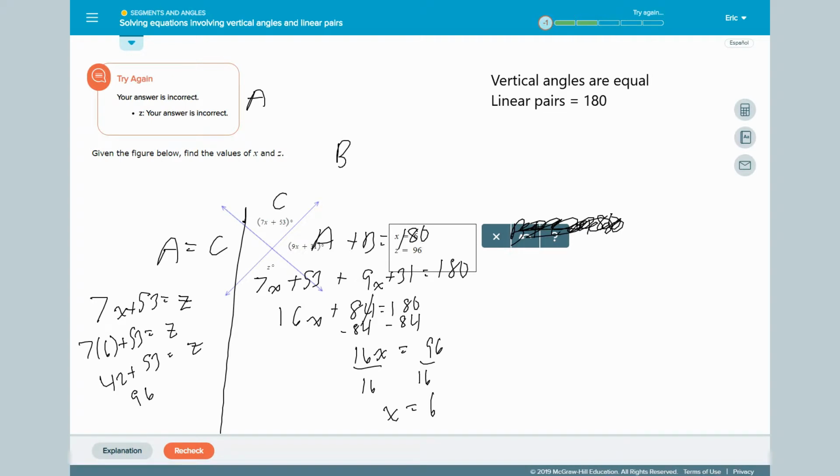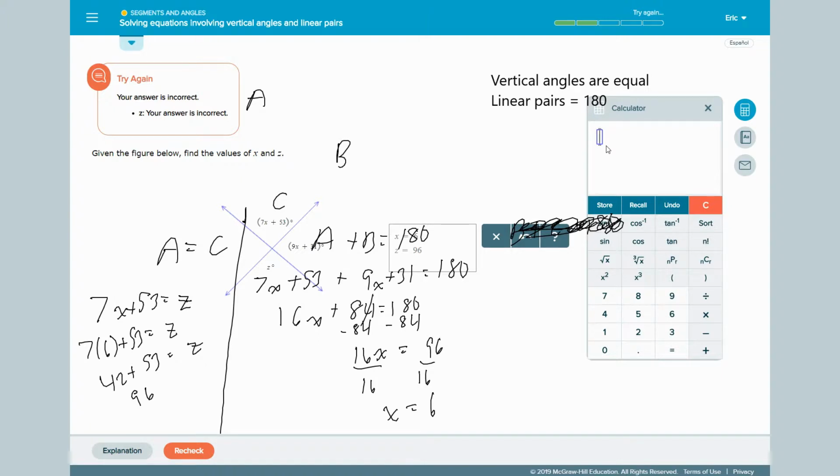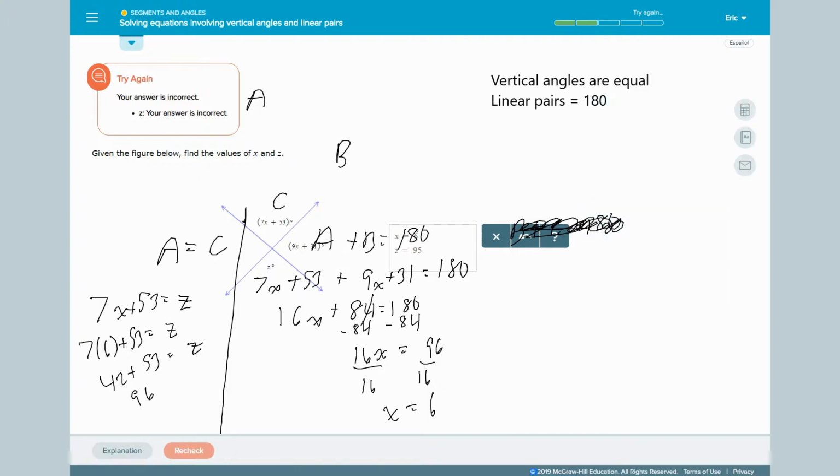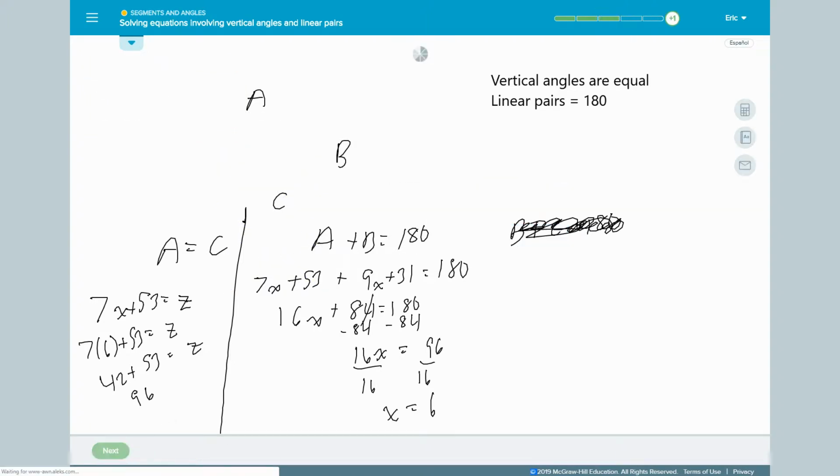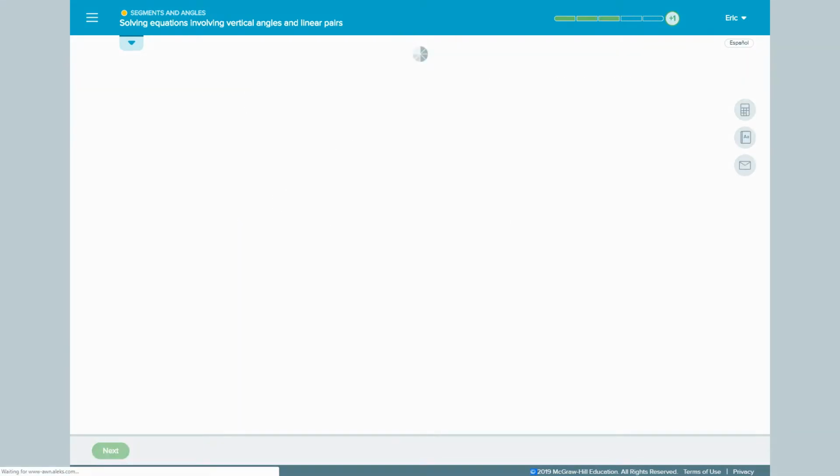Aww, my math didn't check out. Well, time to pull out that fancy calculator. 7 times 6, 42 plus 53, 95. Aww. And that's the beauty of ALEKS. Sometimes you get too cocky and you get burned for it. Well, I can just show a quick little example now that I messed up everything.